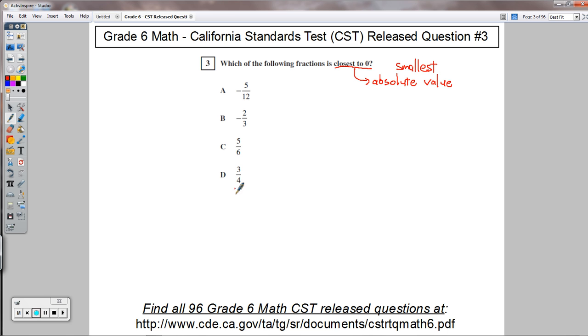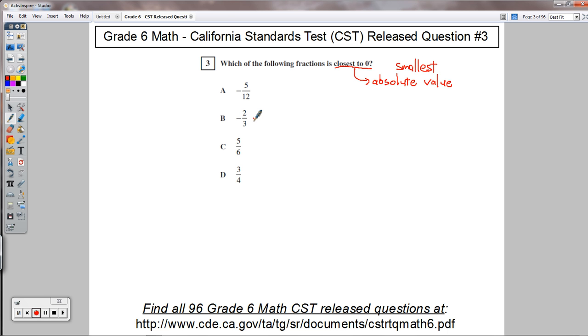And right now, none of these have common denominators. We have 12, 3, 6, and 4. However, if you were to find the lowest common multiple of those 4 denominators, it would be 12. So let's rewrite all of these in terms of 12. Then, once we have common denominators, it's very easy to compare them.